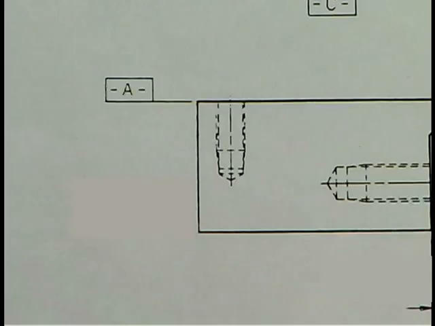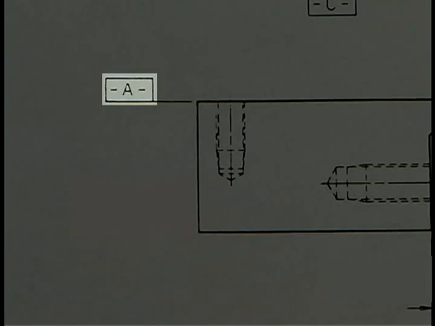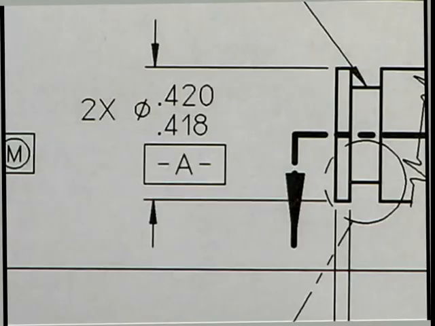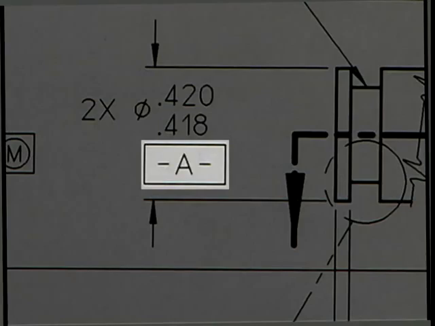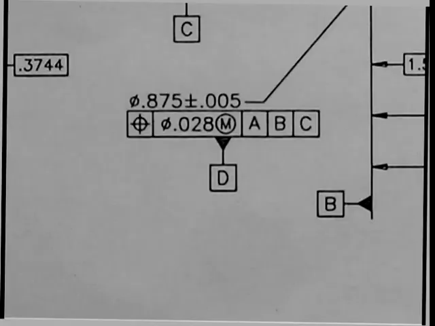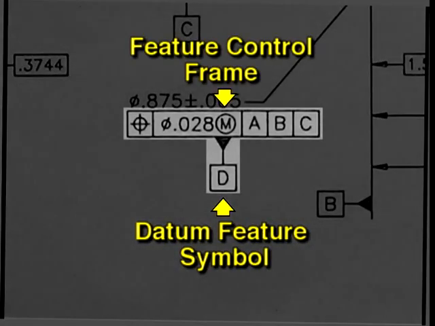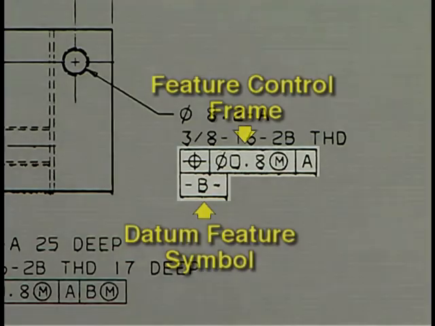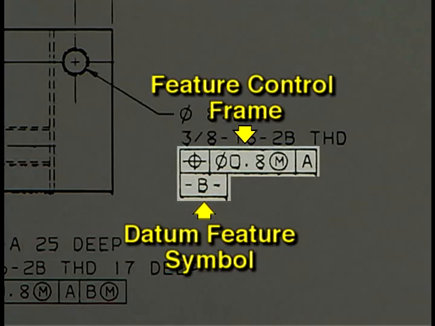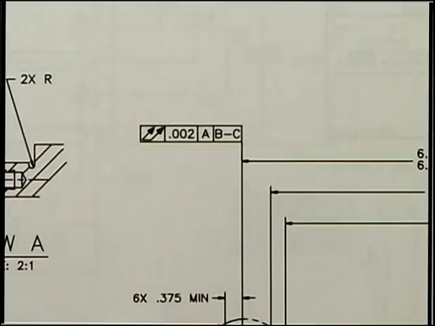On older prints, you may find this version of the datum feature symbol. It can be attached to an extension line of the datum feature, to the feature itself, or can be noted under the dimensional value of the feature. Datum feature symbols can also be attached to a feature control frame. A feature control frame is a rectangle that contains information that controls the geometry of a feature. You'll learn more about feature control frames in a later lesson.